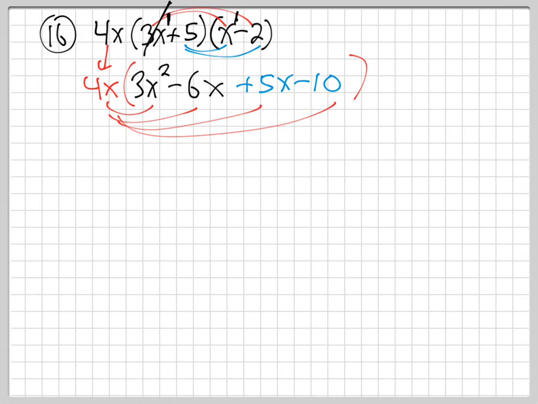So you could. You mean the minus 6 and the 5? Yeah, you could combine those first if you wanted. Would it matter? It wouldn't matter. Either way, it's going to come out the same. So I'll multiply the 4x through there.